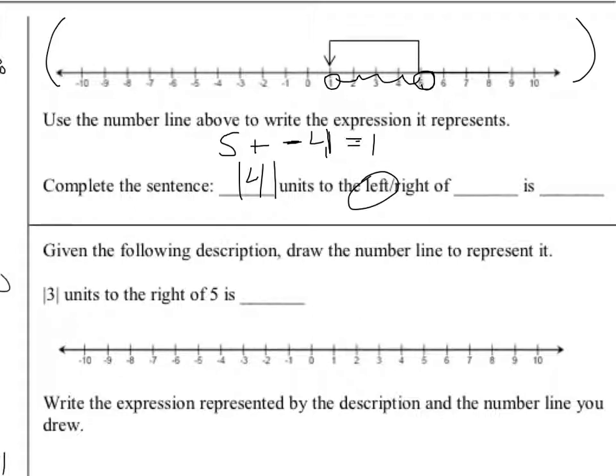So we moved 4 units to the left of what number did we start with? 5. And we can see that that ended up to be 1. That's it. And so this is really no different than what we've done before. It's just asking you to go through the process backwards.